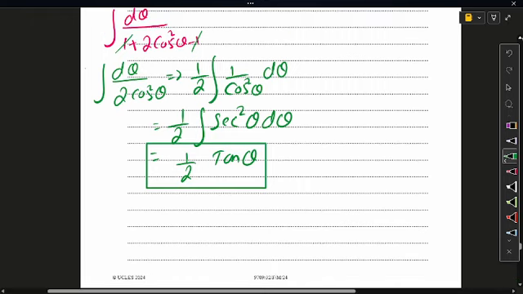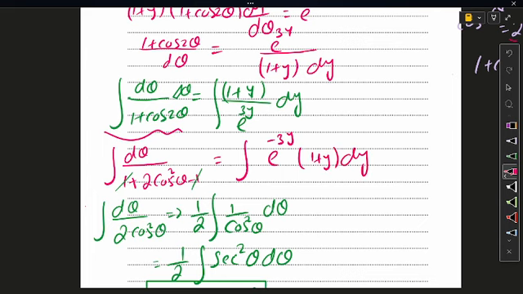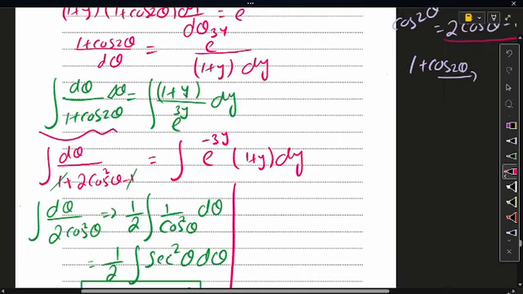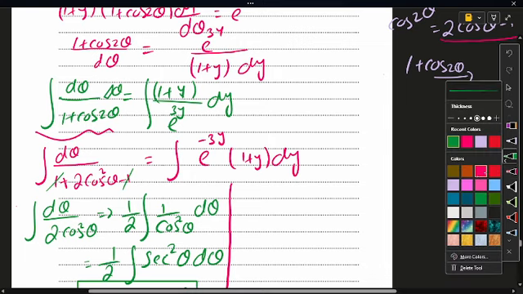Now I have to solve the right hand side. If I'm considering the right hand side, it will become e raised to the power minus 3y times 1 plus y, times dy. Now the key point that you have to keep in mind: partial fraction or by parts would be used over here because you don't have any choice other than by parts. By parts will be used in order to solve the right hand side of that integration.